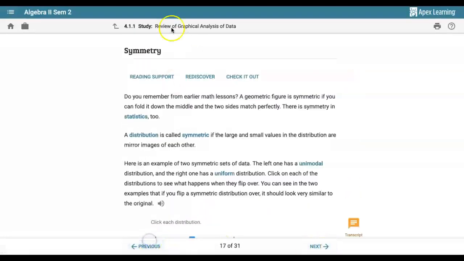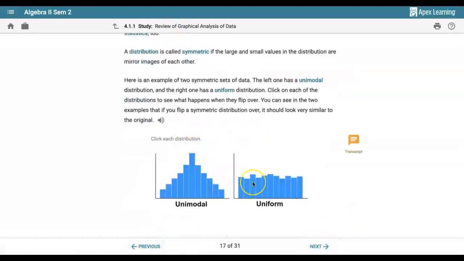So that would be symmetric. Those would be symmetric graphs, because that's what we talked about a lot graphically: when we flip them, if they are lined up perfectly, that's talking about it being symmetric about both sides of the graph.